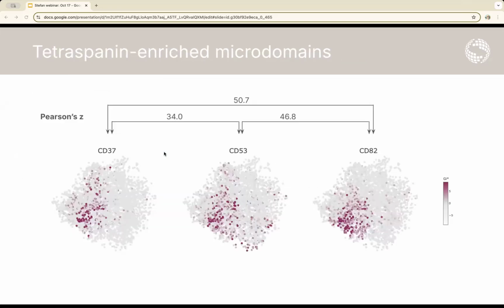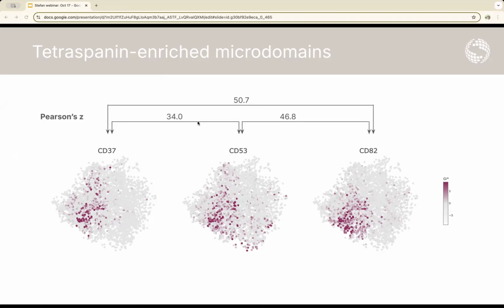So we can visualize the abundance of these proteins on the cell surface, and when we do that, we see that they also colocalize in the same spots on the cell surface. So they're forming these microdomains, in this case of three different proteins that I'm showing you here. And we can also look at the colocalization scores that I've included on top just for reference, which seem to be very elevated for these proteins in PHA-stimulated cells.